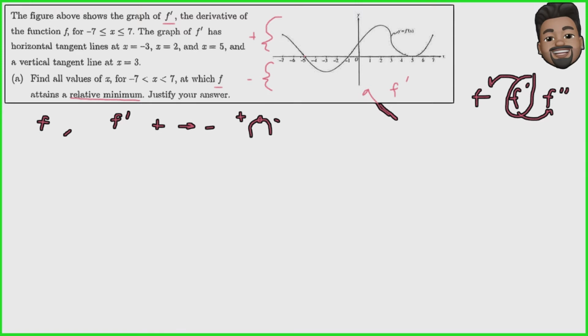For example, at -5, it goes from positive to negative. We found a relative maximum, but we don't care about that because it's asking for a relative minimum. Let's go to -1 because it's a 0. This goes from negative to positive. We found a relative minimum. Now let's go to 5. This goes from positive to positive, so it's neither a relative min nor max. So find all the values where f attains a relative minimum. Guess what? We found it at -1, so we can write this.